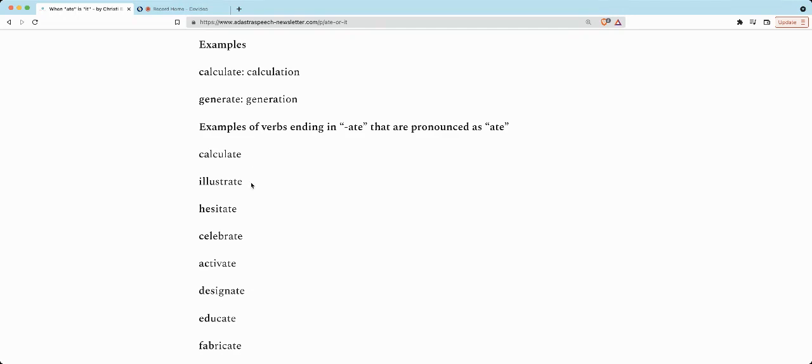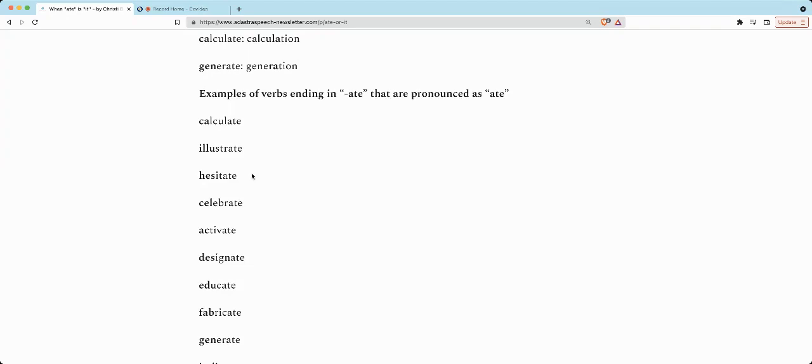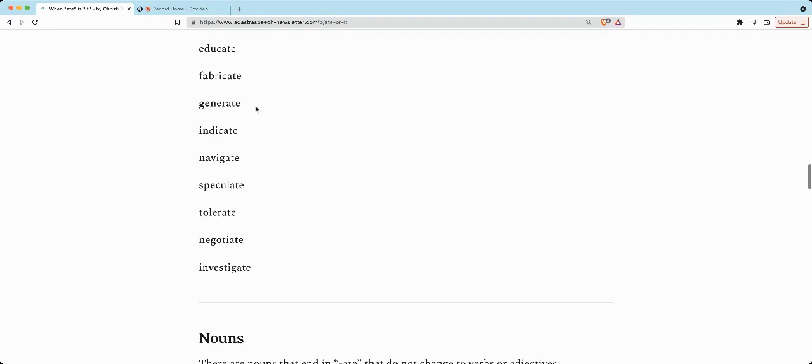Calculate, illustrate, hesitate, celebrate, activate, designate, educate, fabricate, generate, indicate, navigate, speculate, tolerate, negotiate, investigate.